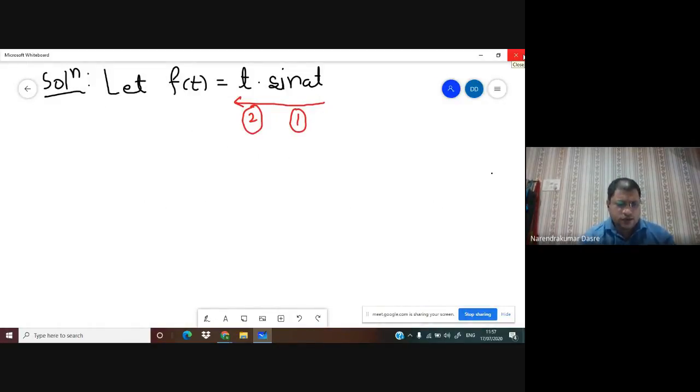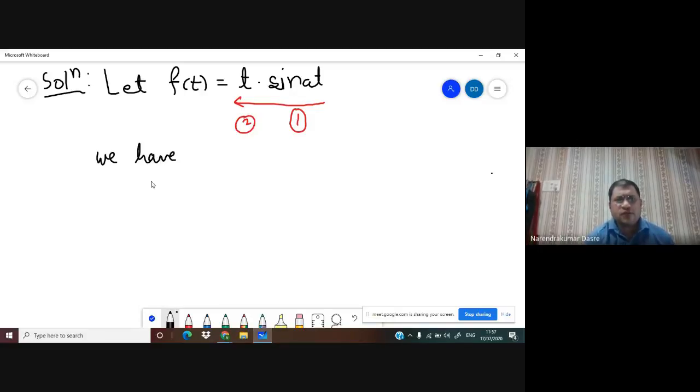What we have to do is consider the two steps. The first step is finding the Laplace transform of sin at. The second step is finding the Laplace transform using the property. So we have the Laplace transform of sin of at. What is the Laplace transform of sin of at?